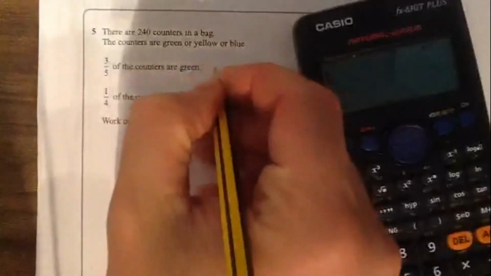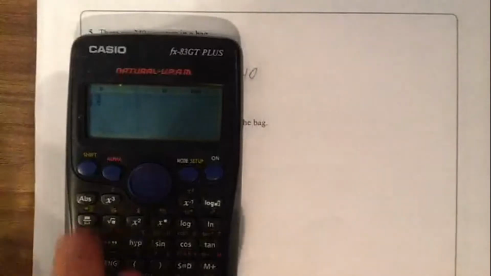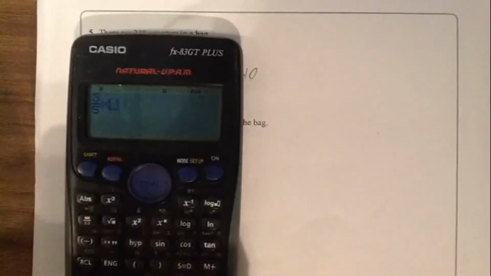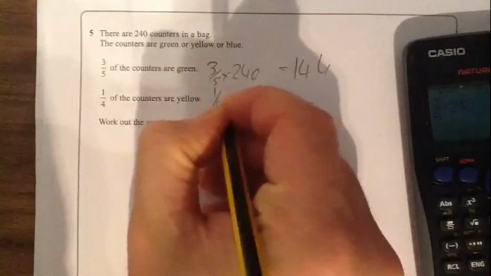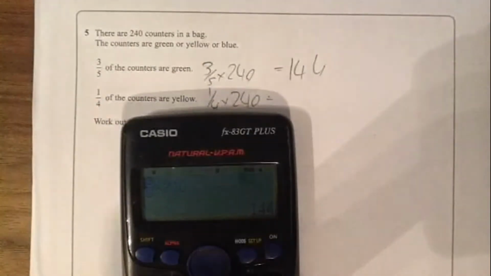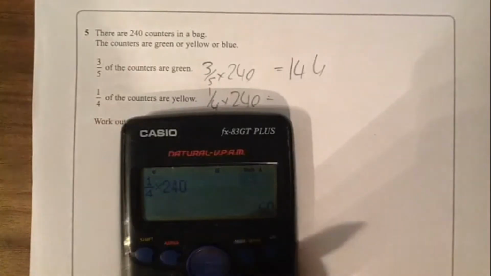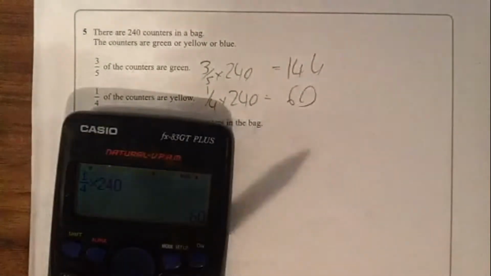So 3/5 of 240, we can work out how many of the greens, so 3/5 times 240. I'm just going to type it into my calculator. 3/5 times 240, which means there's 144 of those. Then 1/4 of 240, and I'm not going to leave anything to chance, I'm just going to put 1/4 of 240 equals 60.